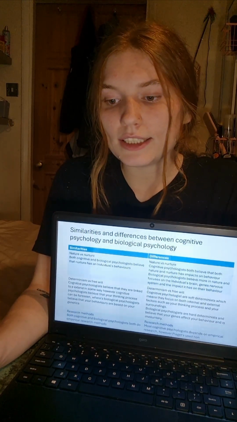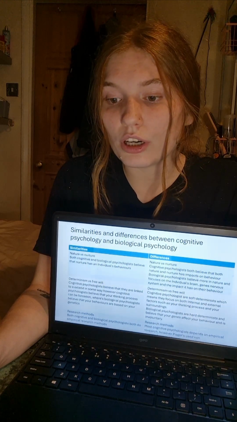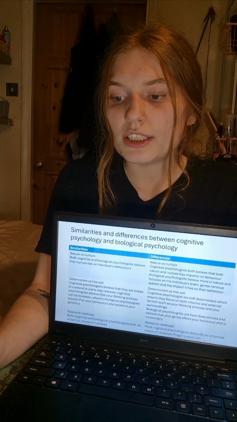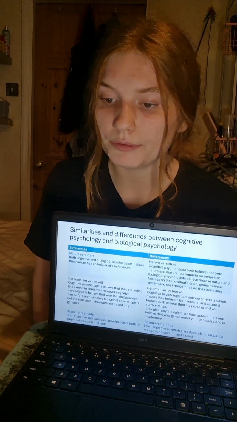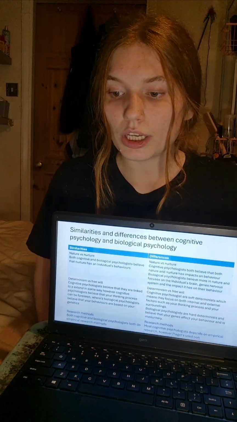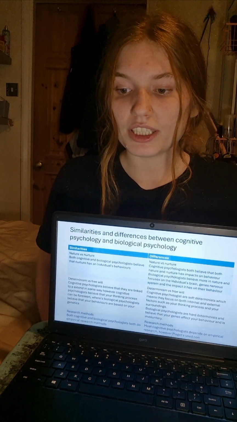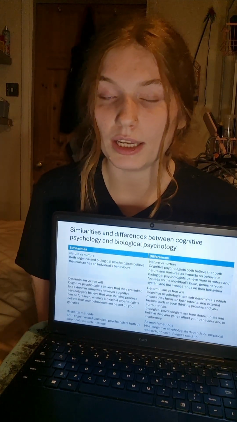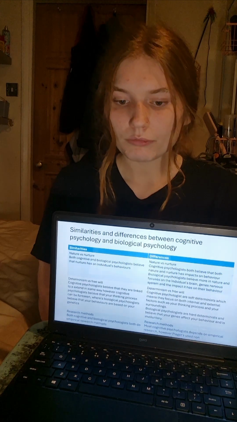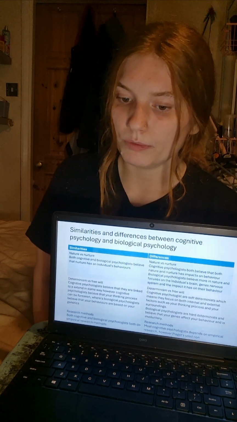The differences of nature and nurture are cognitive psychologists believe that both nature and nurture have an impact on behaviour. Biological psychologists believe more in nature and focus more on the individual's brain, genes, nervous system and the impact it has on their behaviours. Determinism versus free will.